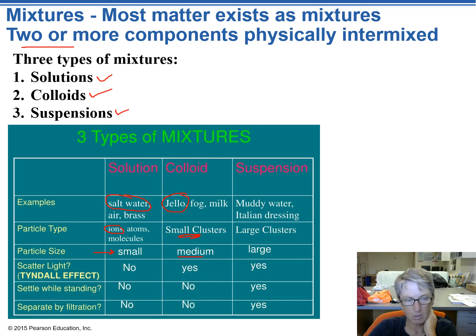And we don't really, this is kind of for a physics class, so I don't really care about that, but you can look at it if you want to. And then a suspension, an example would be muddy water. And the particle type in a suspension would be a large cluster. Particle size would be large. Another example of a suspension that's interesting for us in anatomy and physiology is blood. Blood is a suspension.